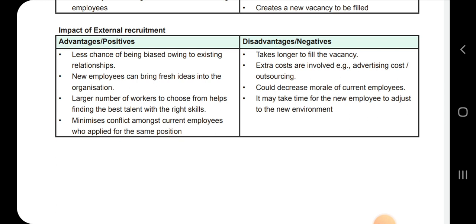And the negative impact that external recruitment has on businesses is that it takes longer to fill the vacancy.